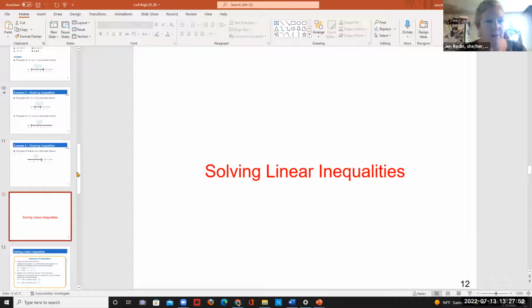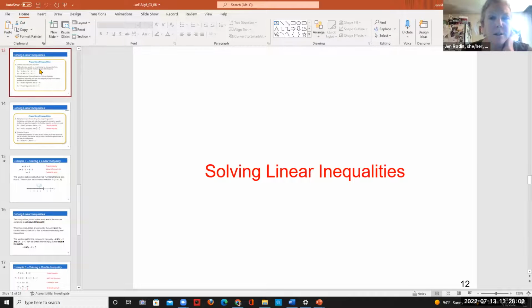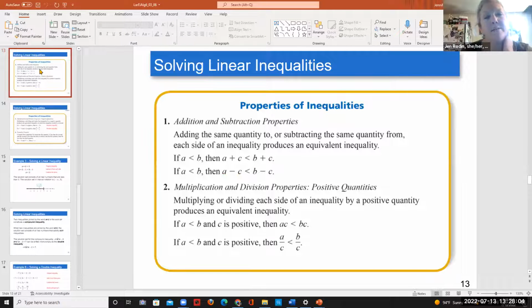Now we can solve them using algebra. And we don't get too deep into these either. You'll see what I mean. I won't do the entire PowerPoint, but they have properties just like equations. You could add to both sides, subtract from both sides, multiply and divide on both sides. The only difference is if you multiply or divide by a negative, the arrow flips around.